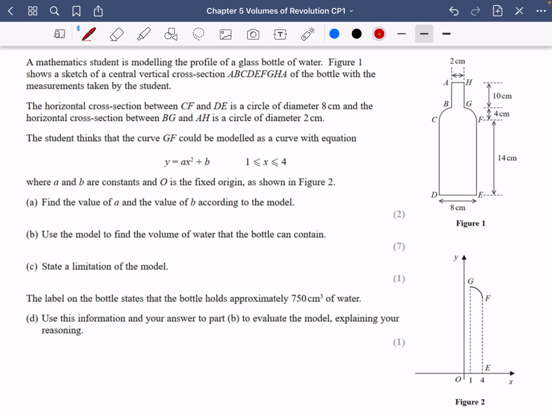Figure 1 shows a sketch of the central vertical cross-section of the bottle with the measurements taken by the student. So as soon as I see that, I think, that's interesting. The measurements have just been taken by the student. I wonder if they're going to be very accurate.